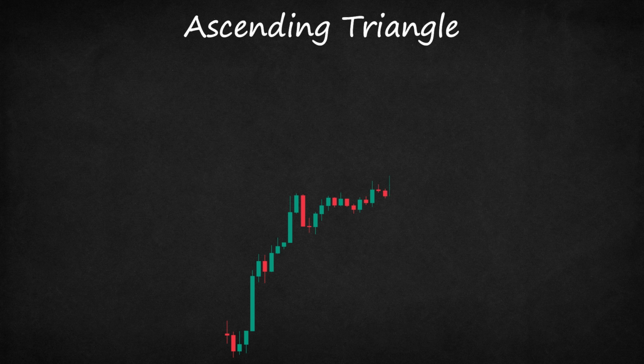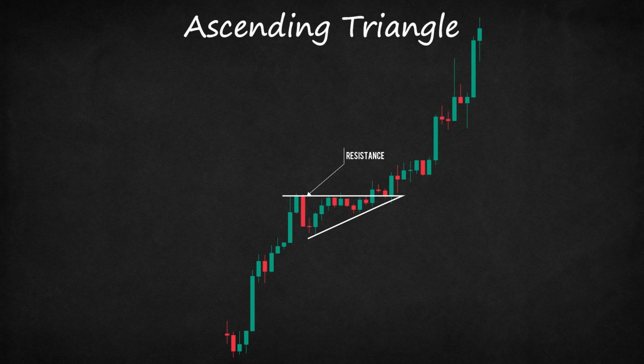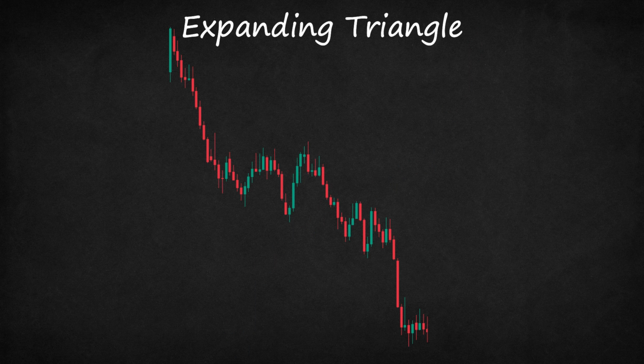3. Ascending triangle. This pattern is formed from two lines. The upper line is horizontal and works as resistance, while the lower line rises and works as support. The ascending triangle is always bullish. 4. Expanding triangle. This pattern is the opposite of the symmetrical triangle and starts with a small range that expands to a bigger one. It's rare and difficult to trade. The expanding triangle can be bullish or bearish.